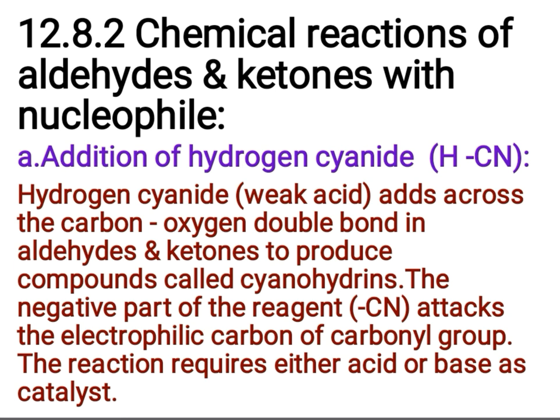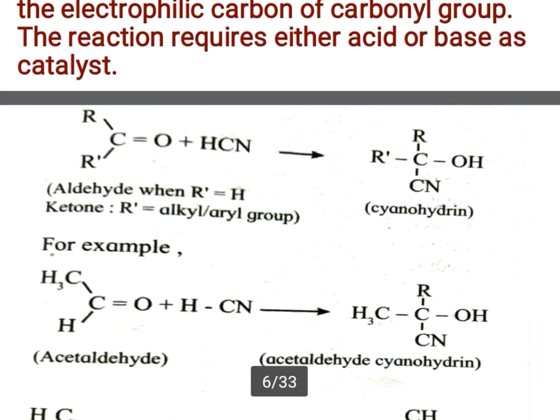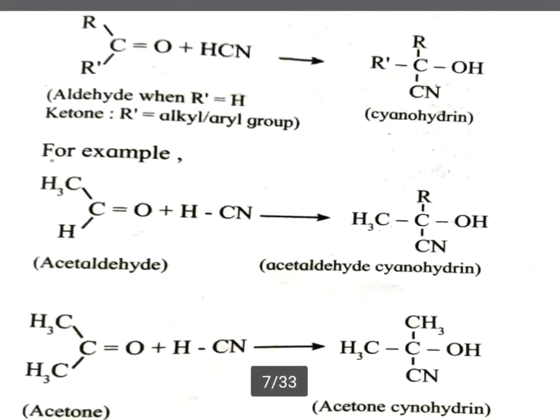See, hydrogen cyanide adds across the carbon-oxygen double bond in aldehydes and ketones to produce compounds called cyanohydrins. The negative part of the reagent attacks the electrophilic carbon of the carbonyl group. The reaction requires either acid or base as catalyst. See, this is the reaction.